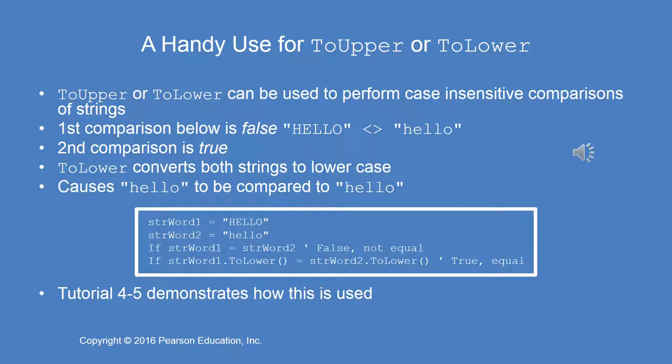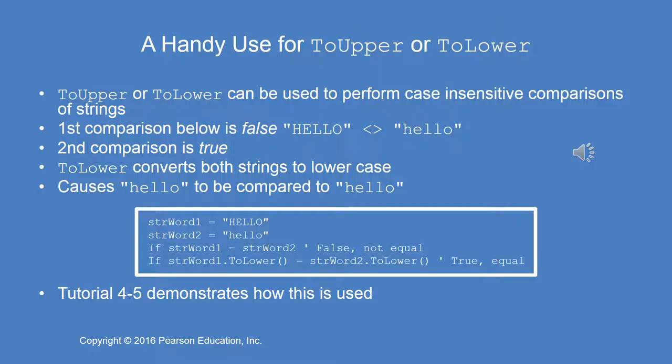ToUpper and ToLower can be used to perform what's called case insensitive comparisons of two strings. What it does is it takes two strings that may have the same letters, but different case. Maybe the first has the first character capitalized, and the second one doesn't. It levels the playing field, if you will, for case insensitive comparisons. It makes them all either uppercase or lowercase before the comparison.